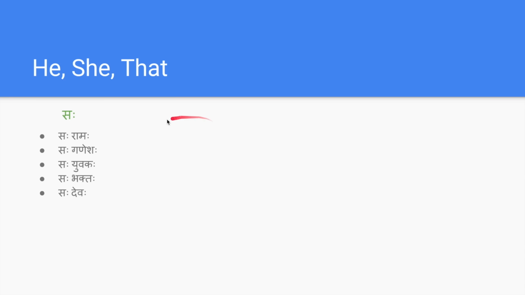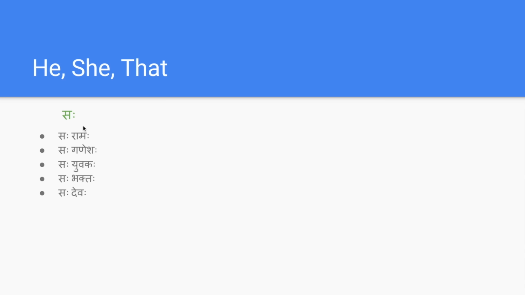So Saha means he, and all the other words either specify the name of that person or something related to that person. It may say his profession, or his characteristic, or his name. Any of these.